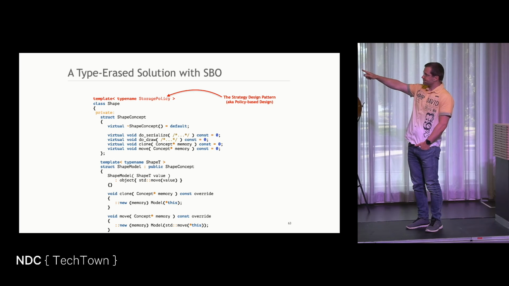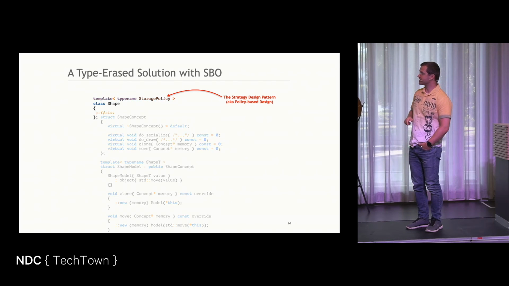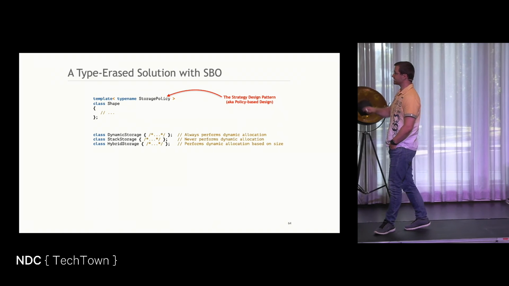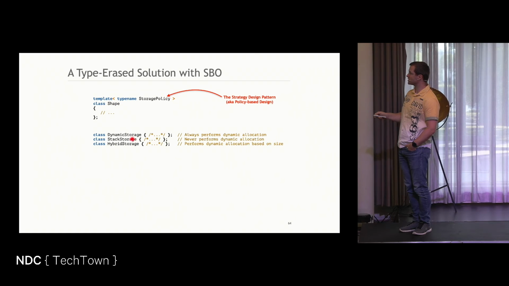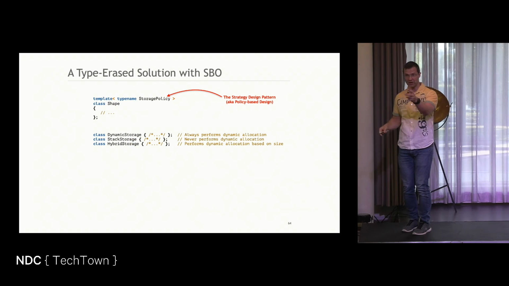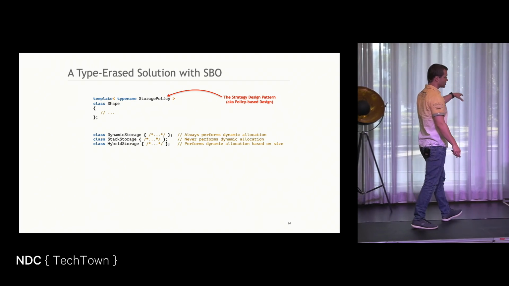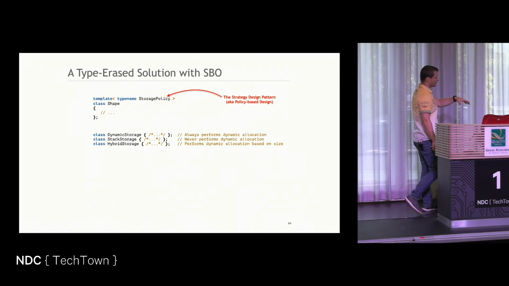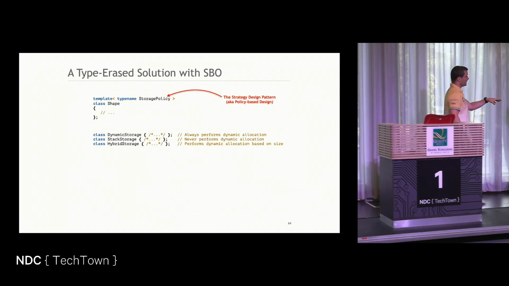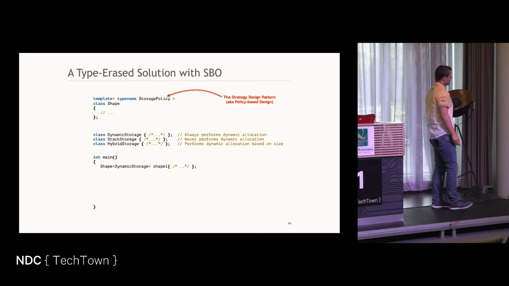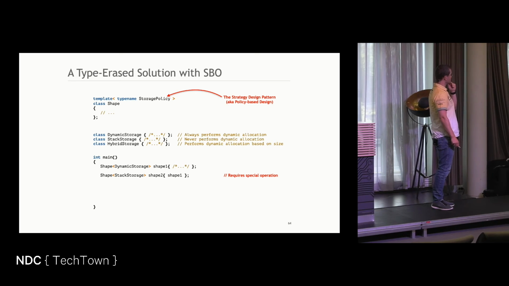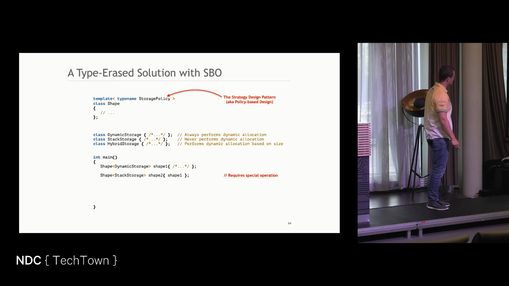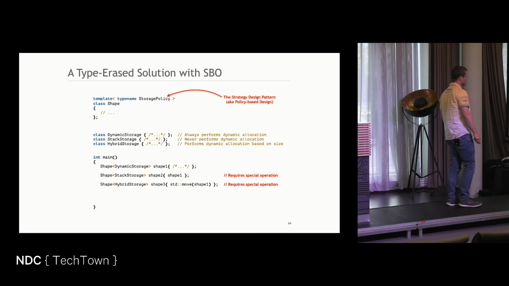All right. So this is definitely a nice idea. This gives us the ability to do a lot of beautiful things, like, for instance, providing some dynamic storage policy, a stack storage policy, perhaps a hybrid storage policy, which allows us to differ. If it's small, then we store it in a buffer. If it's big, we allocate dynamically. Nice. And we could use them by just specifying this as a template parameter. So shape 1 uses dynamic storage. Shape 2 uses stack storage, and there may be a third shape that uses hybrid storage. Nice.